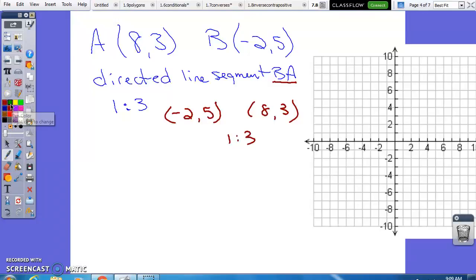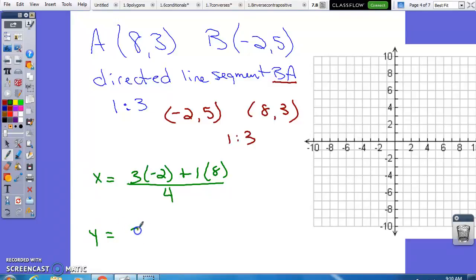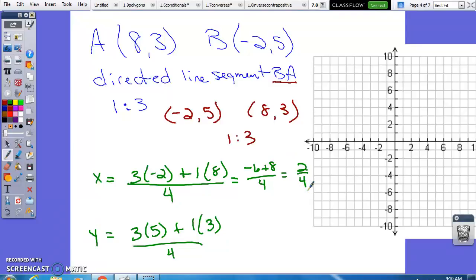So let's go to a different color here. So my x is going to be found by taking 3 times the -2 plus 1 times 8 divided by, in this case, 4, because that's 1 plus 3. My y value is going to be found by taking 3 times the 5 plus the 1 times the 3, all divided by 4. So that's -6 plus 8 over 4, which would be 2 over 4, or 1/2. This is 15 plus 3, which is 18 over 4.